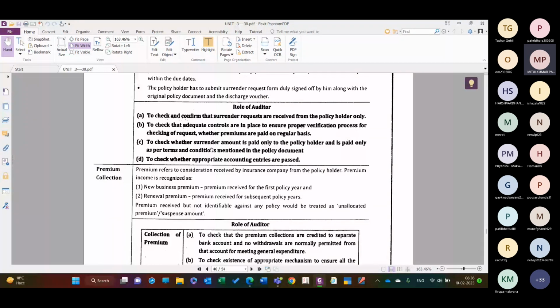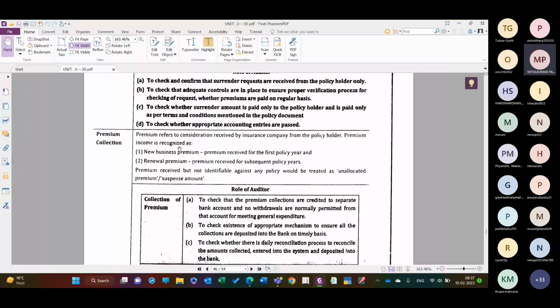All of you at your home, if your parents have already bought a particular insurance policy on their life, just go through it. How the surrender value will be determined is mentioned clearly in it. The surrender value should be determined in that fashion only, in those terms and conditions only. And check whether the appropriate accounting entries are passed.